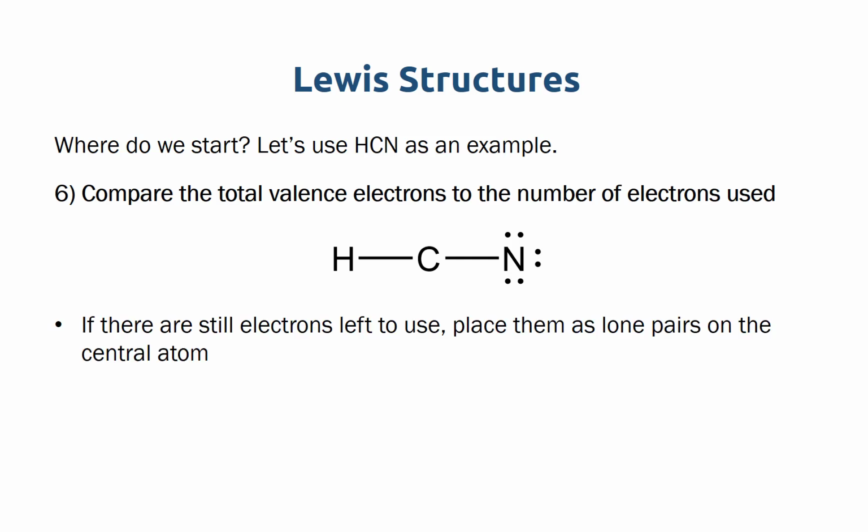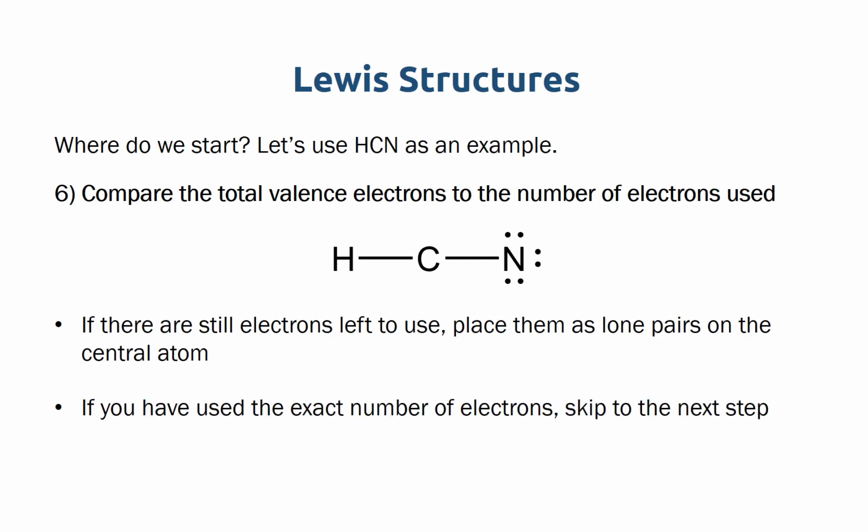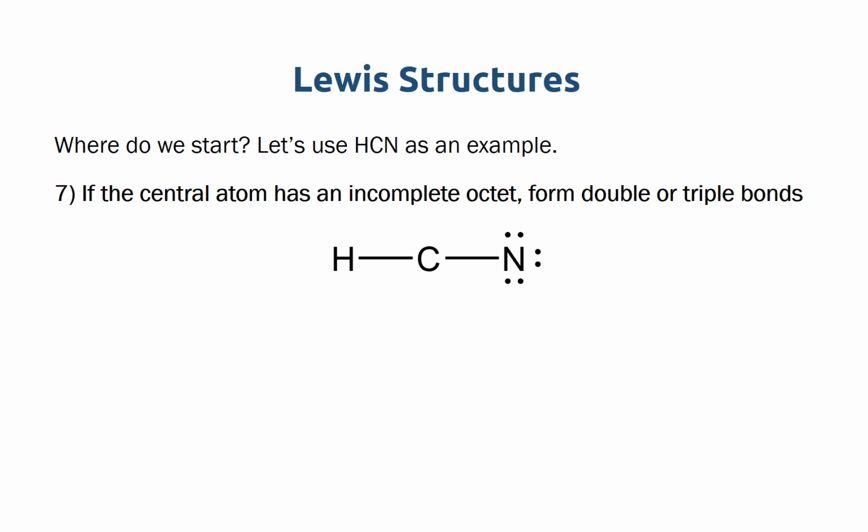We do not have any electrons left to use. If we had them, we would put them on the central atom. Because we have used the exact number of electrons, we're going to skip to the next step. Because the central atom still has an incomplete octet, we need to give it more electrons. But since we have already used all 10 electrons available to us, the only way to do this is to form double or triple bonds.